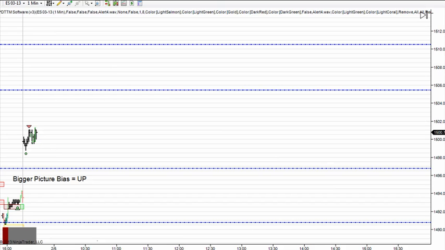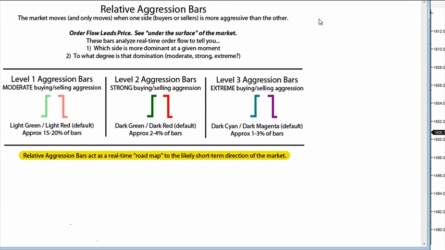Just to give a little bit of background, and I'll be quick on this, these relative aggression bars are basically the first piece of the puzzle, the first thing we're looking at. We're trying to get under the surface of the market to really make sense of what the real-time order flow is telling you. It's telling you, number one, which side is more dominant or more aggressive at a given moment, because aggression is actually what moves the market. When either buyers or sellers are collectively more aggressive than the other side, that's when the market moves up or down. So we want to determine first which side is more aggressive at a given moment, and second, to what degree that aggression is occurring. And so we have these level 1 buying bars, level 2, and level 1 selling bars, and those are giving us information.